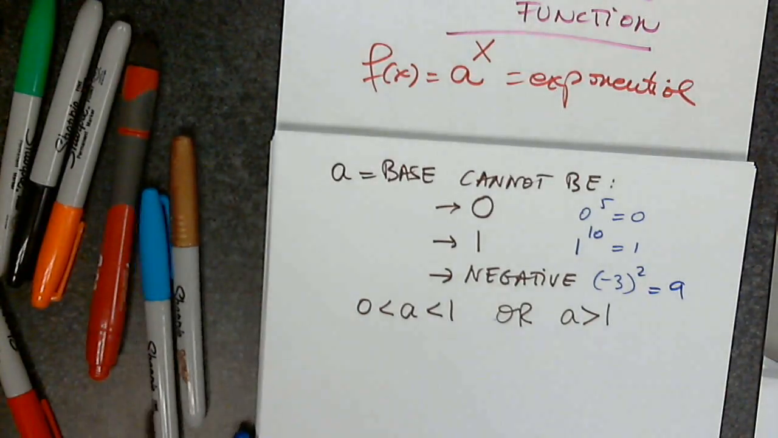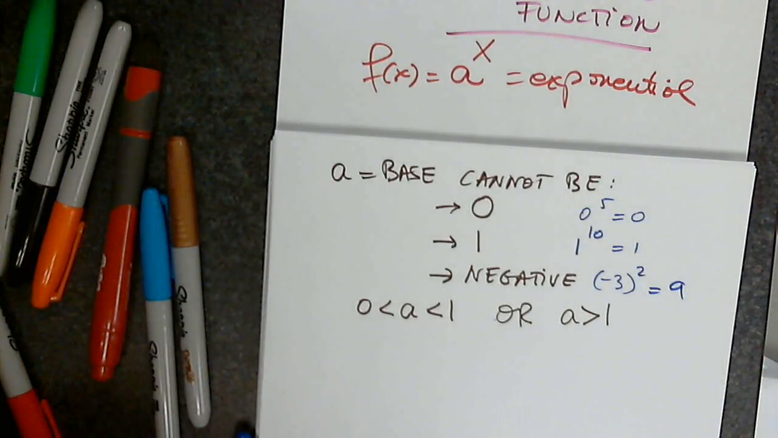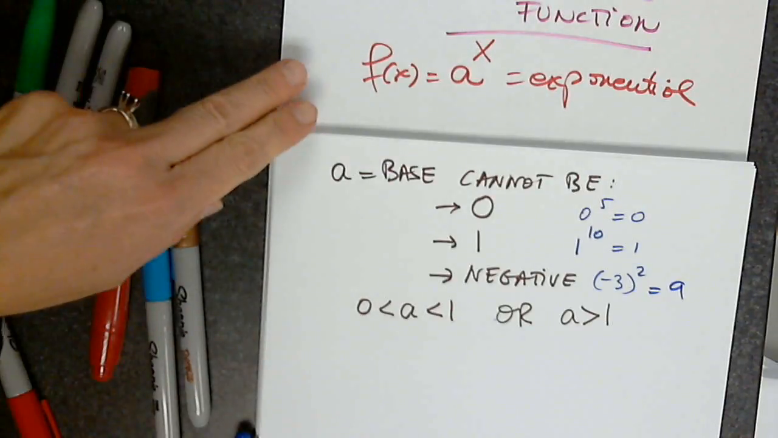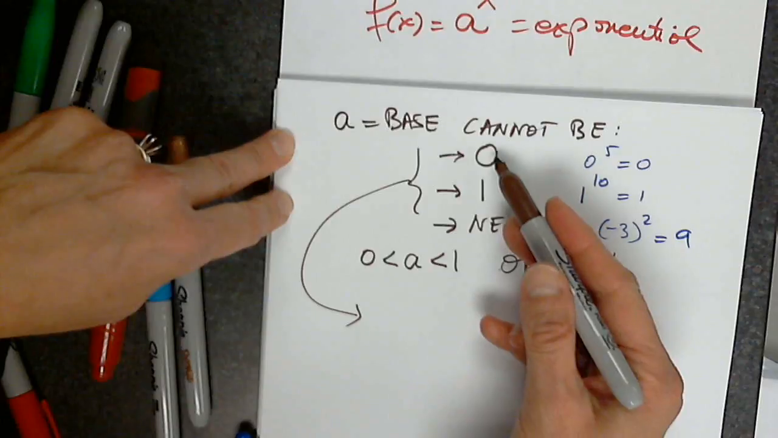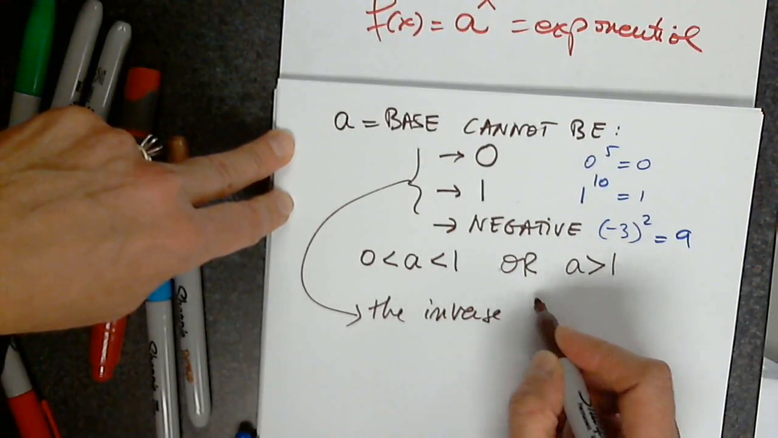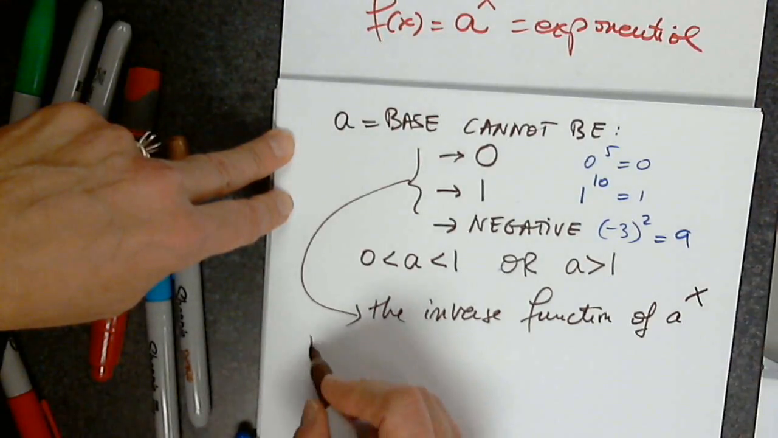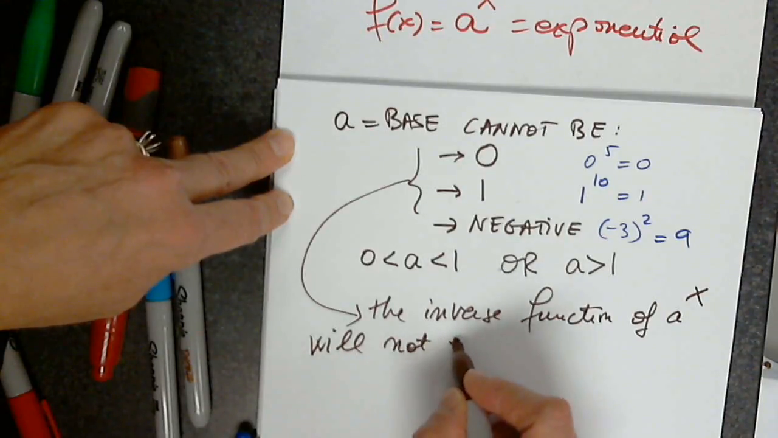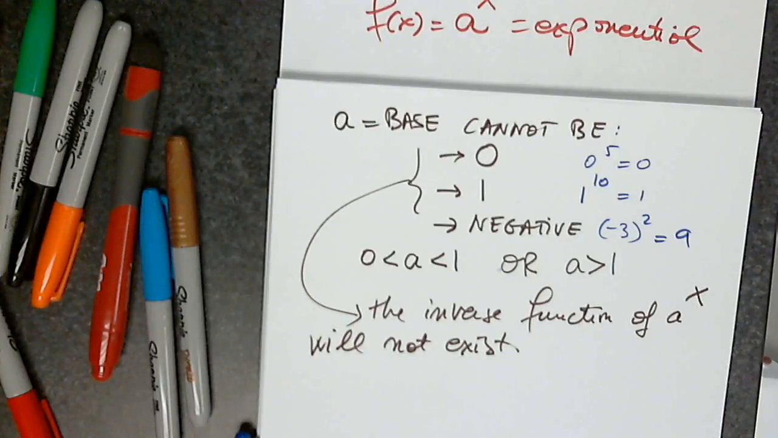Simply because its inverse function will not exist. Not because I cannot raise these numbers to powers. So the reason is, if we allow 0, 1, or negative, then the inverse function of a to the x will not exist. And this we will see, it's a one-to-one. We will graph it, and it is a one-to-one function. It should have an inverse.